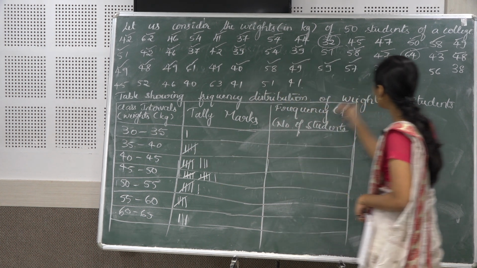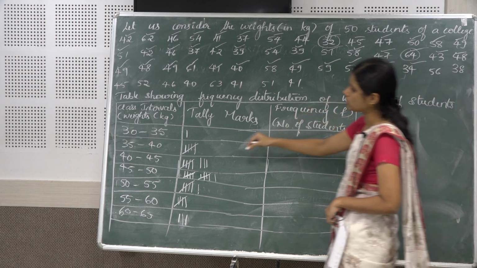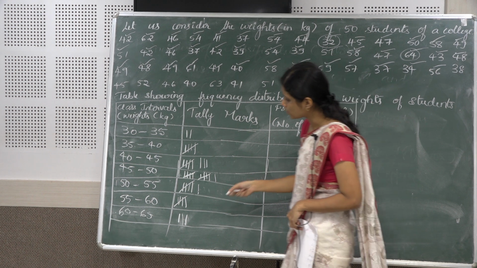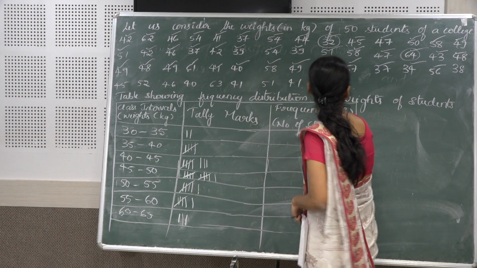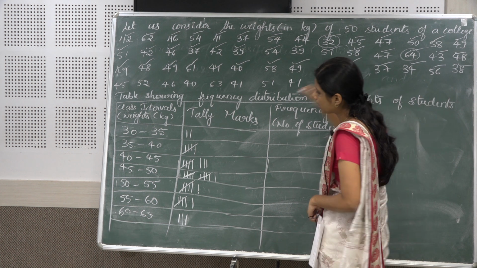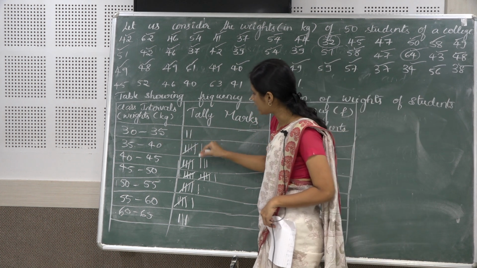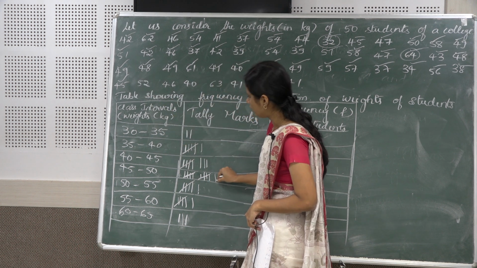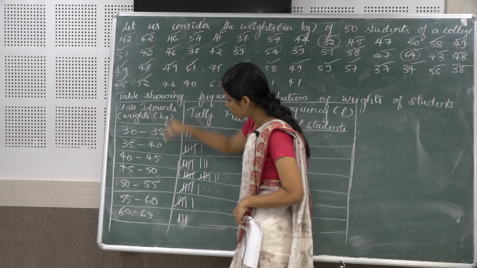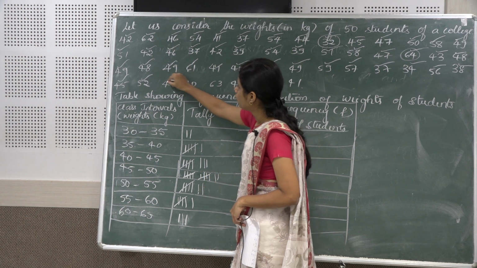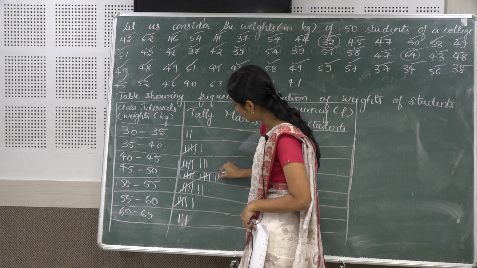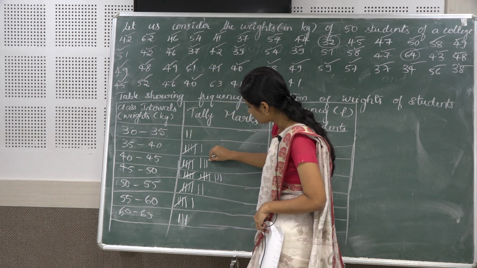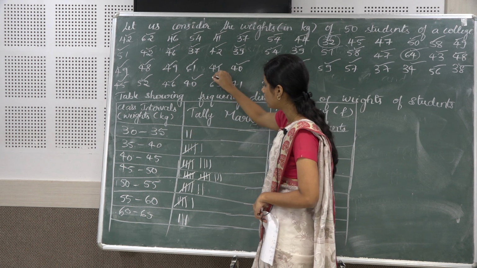So mark it diagonal. Next 34. 34 comes in 30 to 35 range. Next 56. 56 comes in 55 to 60 range. Next 38. 38 lies in 35 to 40 class. 45 in 45 to 50. 52 in the class 50 to 55. 46 is in the class 45 to 50. 40 is in the class 40 to 45 because 40 is not included here.